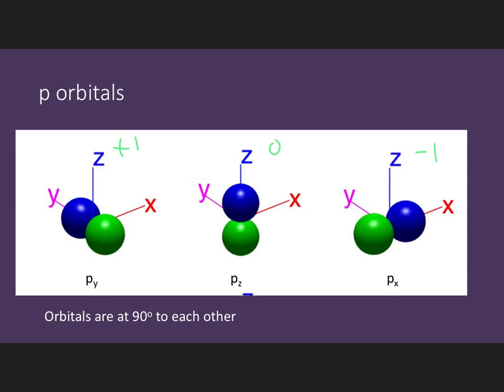Don't worry about which one belongs to which one. That's all they're showing is different orientations. Big thing to notice is that these orbitals are all 90 degrees separated. This is when we talked about orthogonality way back when.